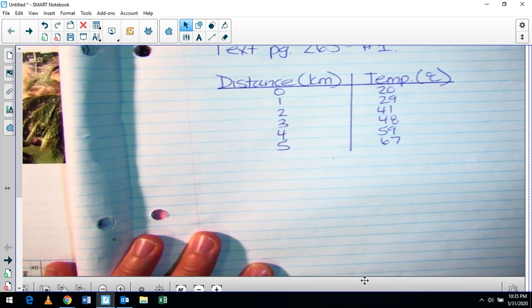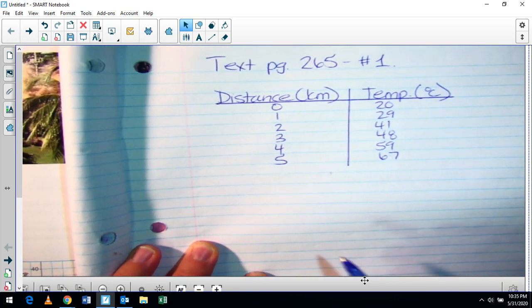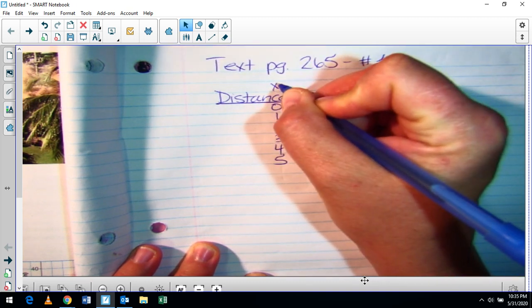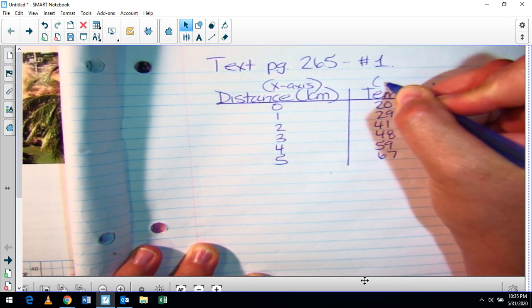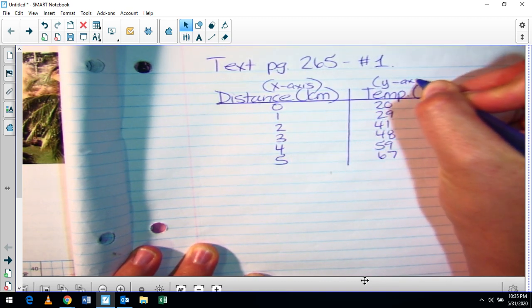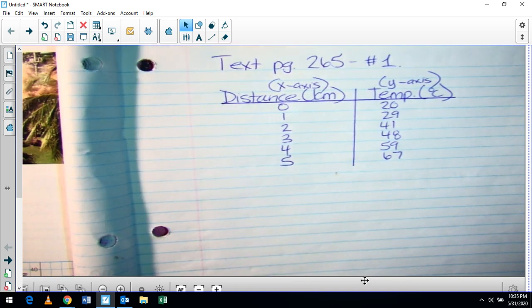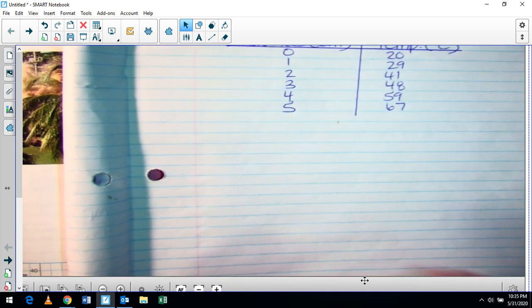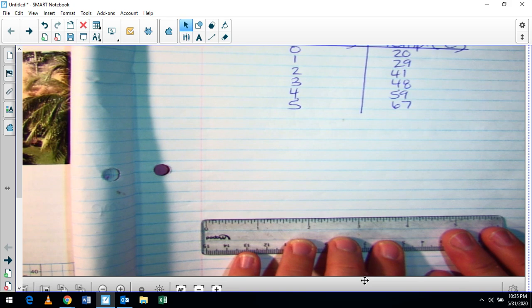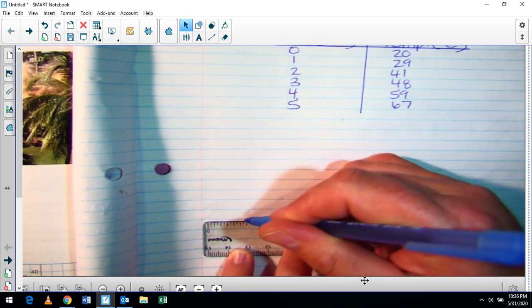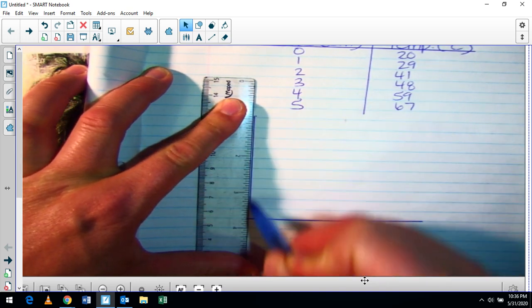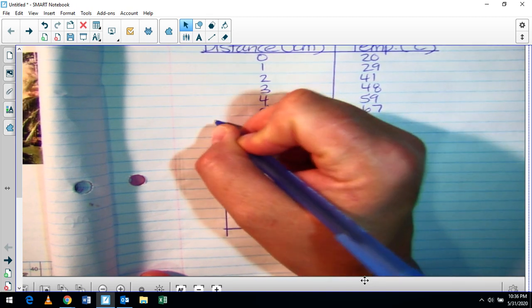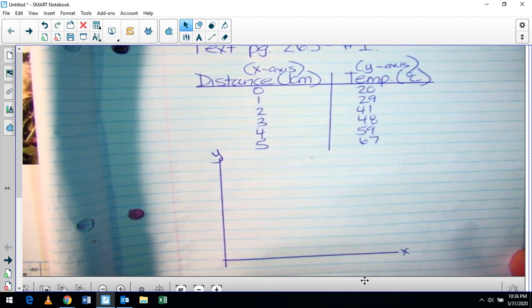All right, so when I'm graphing this data, I know that the left-hand column is going to be the x-axis, and that's the way it always is when data is displayed to you, and the right-hand column is going to be the y-axis. For drawing your graph, you need to draw 2 perpendicular lines. That means they make a 90-degree angle with each other. This one is always the x-axis, this one's always the y-axis.